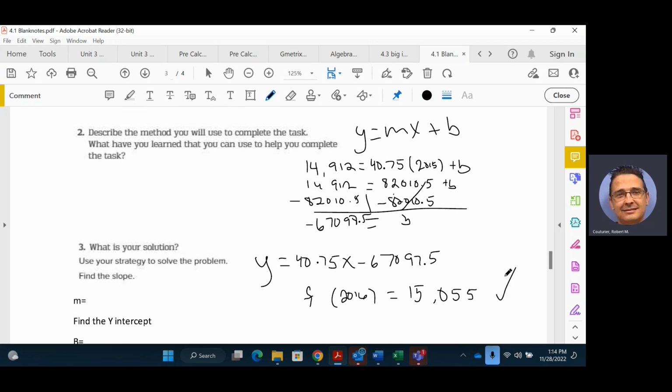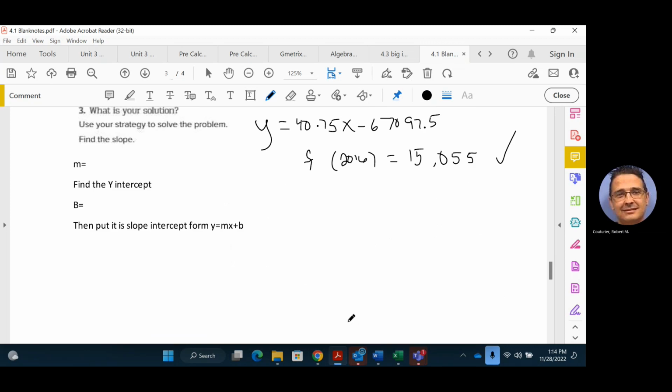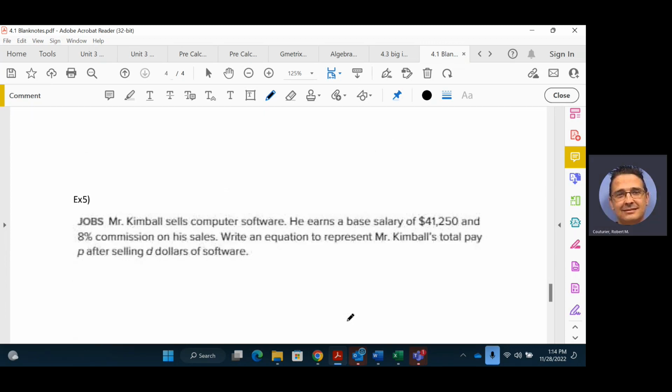You could use this to keep predicting what the population is going to be. It's called the line of best fit. It allows you to project unknown values down the road, as long as you can find an average rate of change and use one of the coordinates they give you to create this y equals mx plus b, this linear equation. All right. Let's look at our last example.